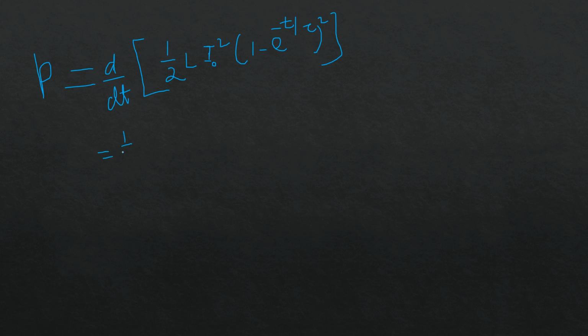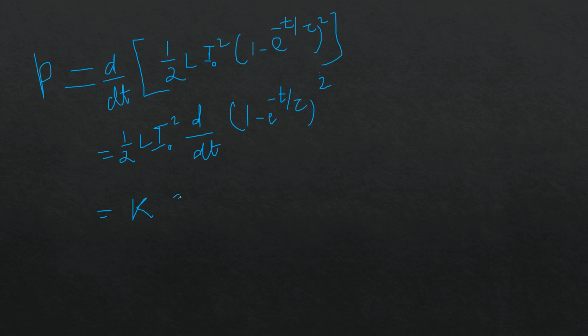Now, derivative: all the constants I will take out. Half L I naught square, then d by dt of 1 minus e to the power minus t by tau, whole square. Now take the derivative yourself. Pause the video now and do the derivative yourself. Without repeating again and again, let me write it just as k for now. At the end, I will replace k with half L I naught square.